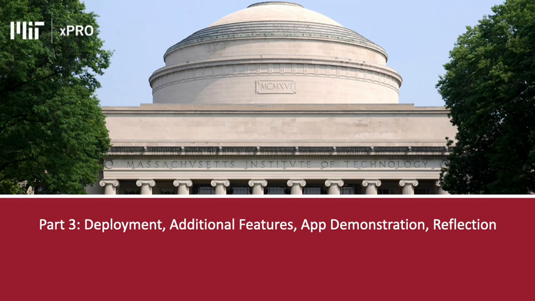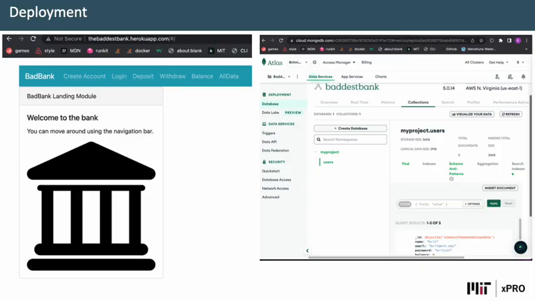Additional features, demonstrating the app, and reflecting back on it. I chose to deploy my app using Heroku for the front end and Mongo Atlas for the back end. I did not choose to use a Docker container for this project just due to time constraints. I faced a huge roadblock deploying the backend. I had to ask for a 2-week extension and only figured it out 2 days before it was due.